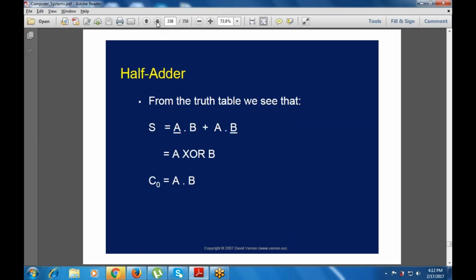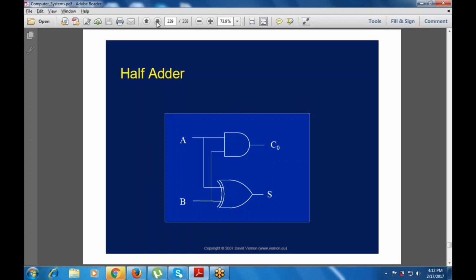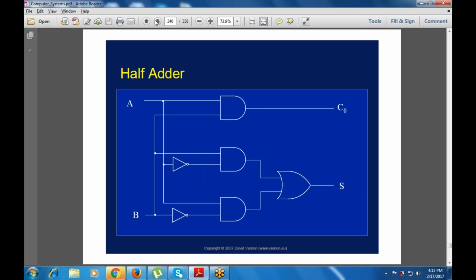So from the truth table we see that the sum is A bar B plus A B bar, that is A XOR B, and the carry C0 equals A into B. Now there are two gates: one is the AND gate and one is the XOR gate. These two gates are used for the two binary digits A and B, since the carry and the sum are both required. This is the circuit for the half adder.